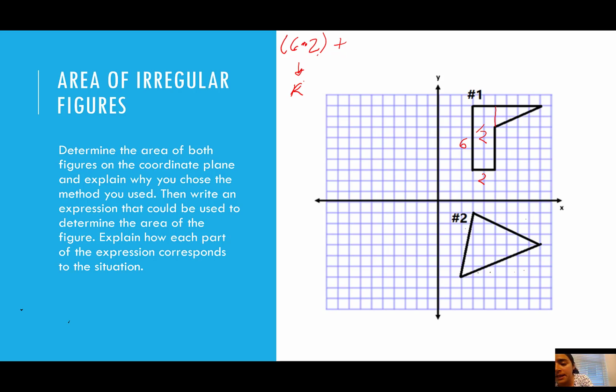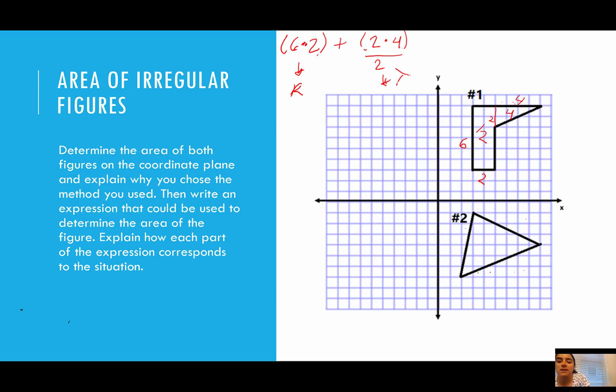triangle. The base is 2. The height is 1, 2, 3, 4. So we have 2 times 4. And then we have to take half of it or divide it by 2 to give me the area of the triangle. So 2 times 4 is 8. 8 divided by 2 is 4.